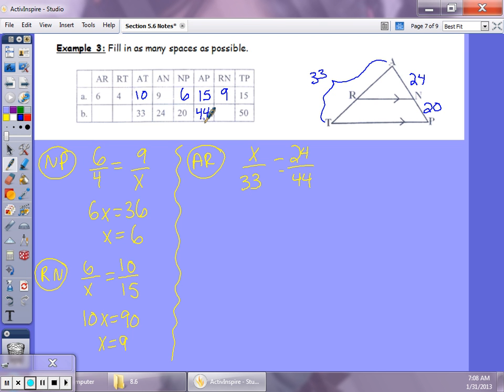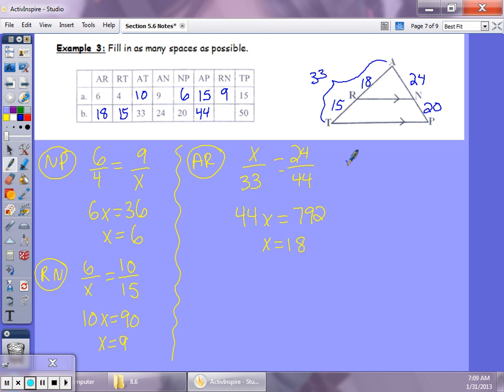Okay, and then from here, we can go ahead and solve our proportion. So if we cross multiply, we're going to get 44x is equal to 792. So x is going to equal 18. So now we know that the length of AR is 18. So to find the length of RT, we can take 33 minus 18, which is 15.